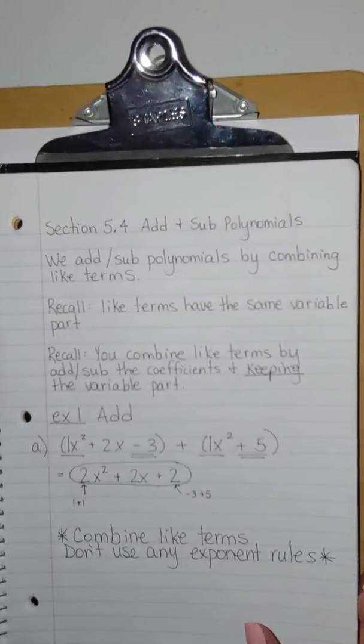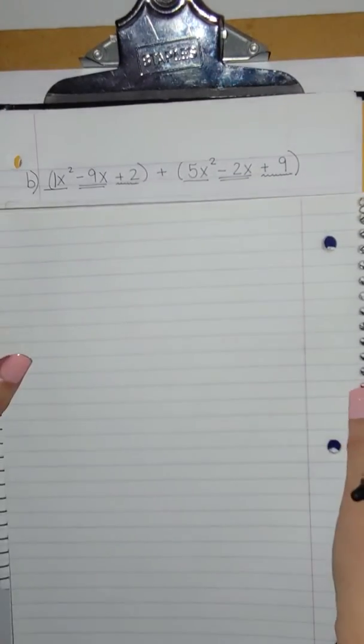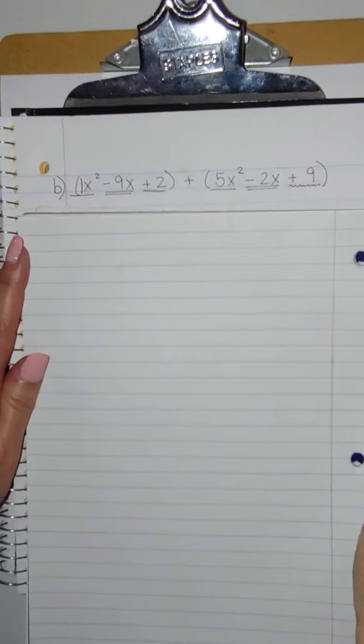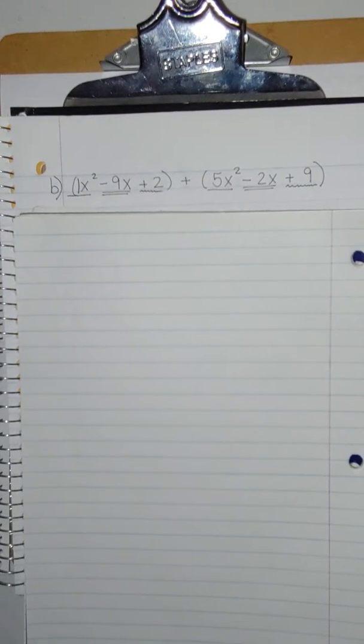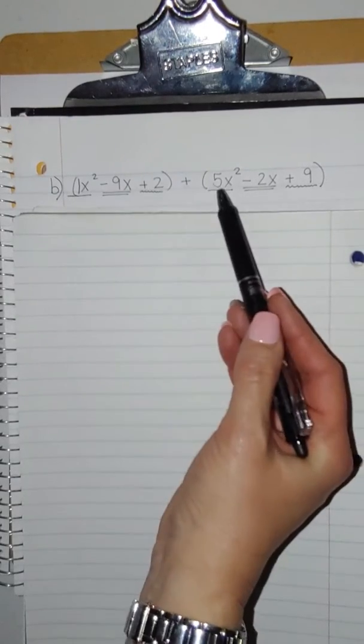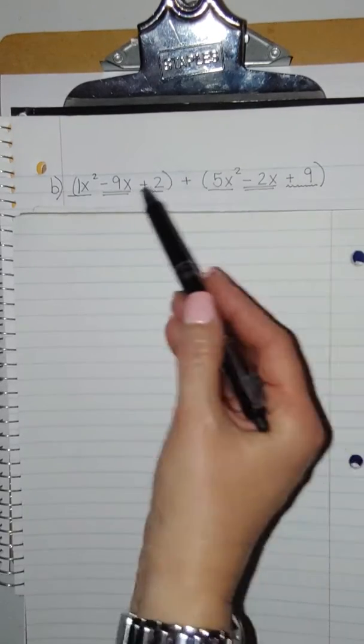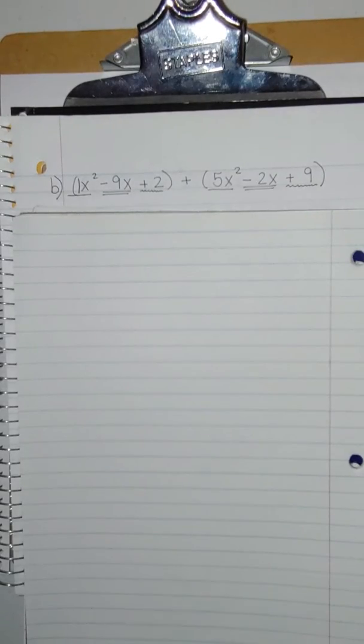Okay, so let's go to the next page, and I'm going to cover up these answers for us. Now, this is a good opportunity to pause the video, try to work ahead of me by combining those like terms. Okay, so you can see we have x squared like terms, we have x like terms, and we have constant like terms. So we have three sets of like terms here.